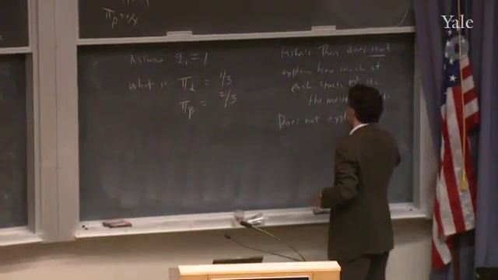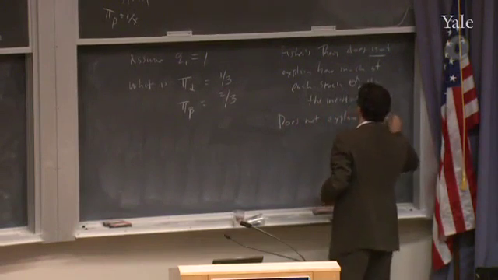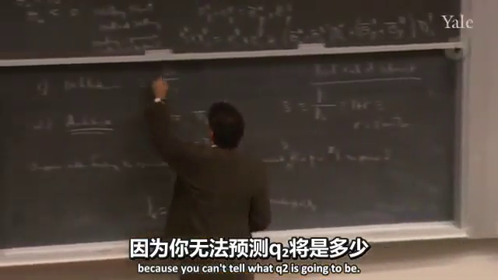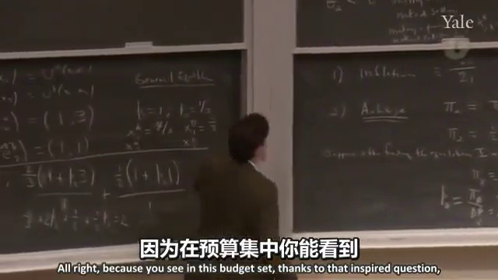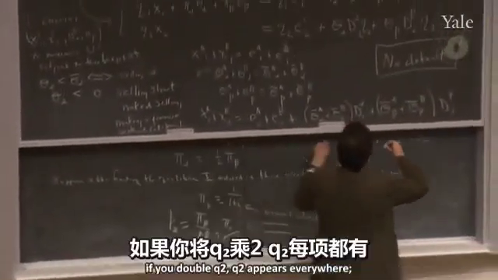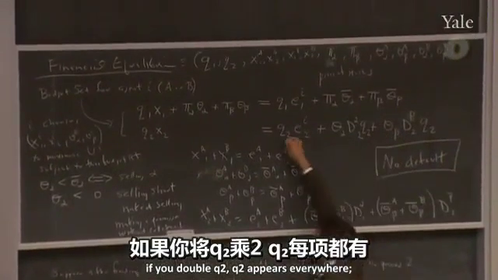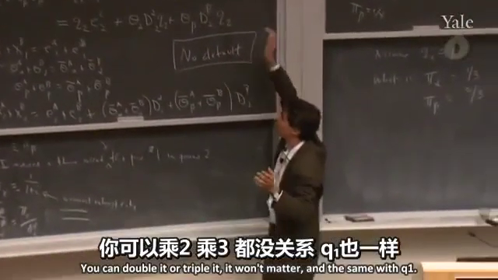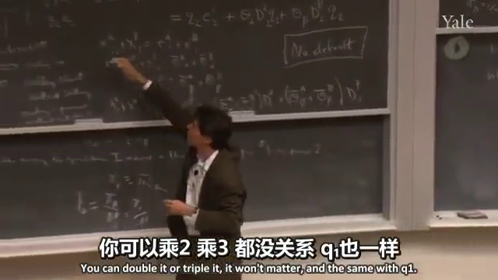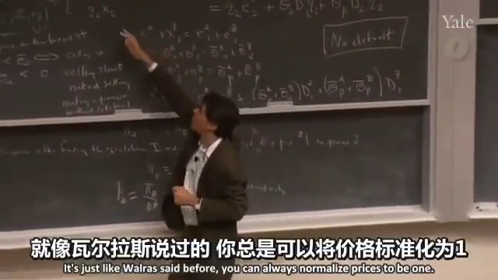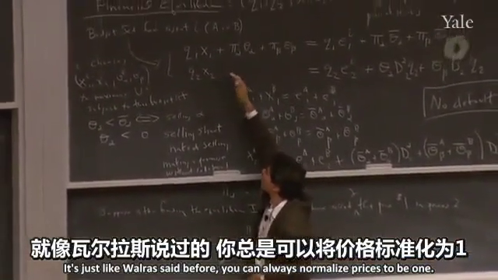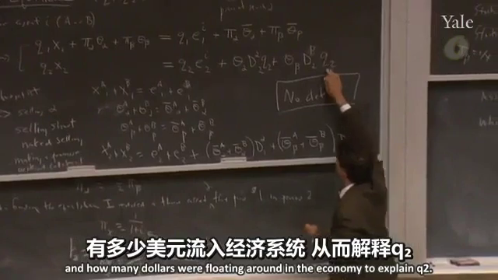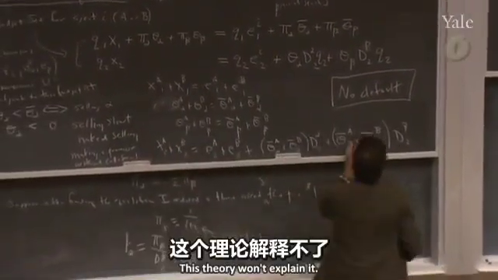And it also does not explain inflation, because you can't tell what Q2 is going to be. You see in this budget set, thanks to that inspired question, if you double Q2, Q2 appears everywhere, so you're not going to change the second equation. So Q2 could be anything, and you can double it or triple it, it won't matter. And the same with Q1. It's just like Walras said before: you can always normalize prices to be 1. So if he had to add another theory of money and how many dollars were floating around in the economy to explain Q2, this theory won't explain it.